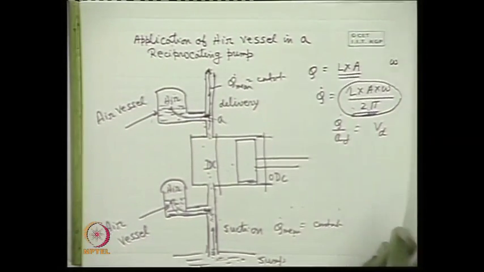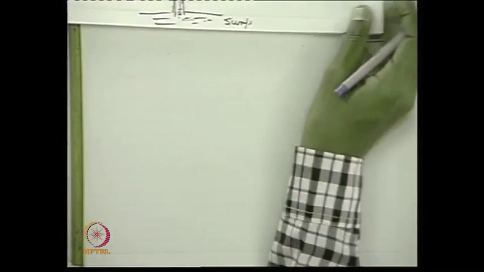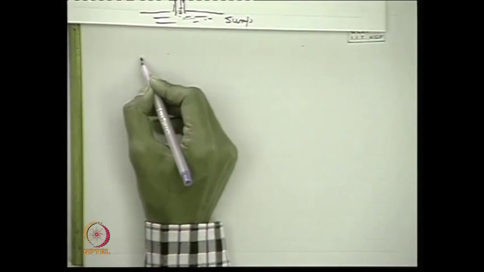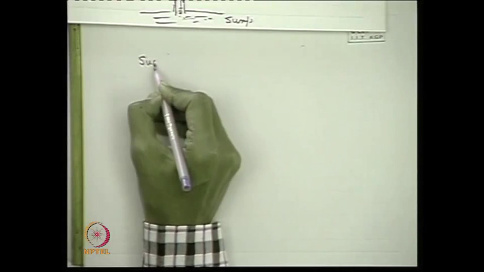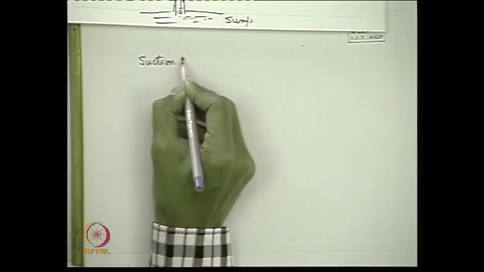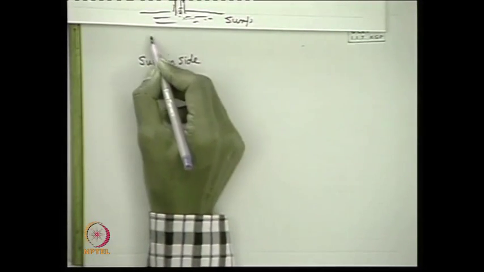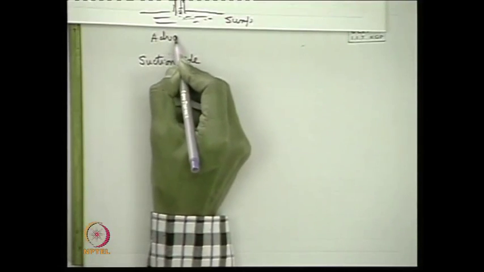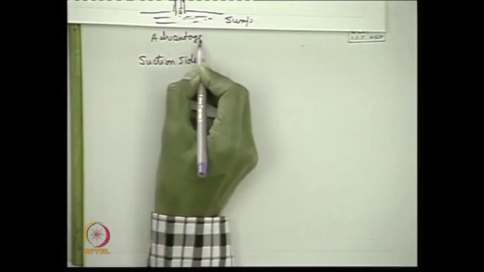So what advantages do we get from here? First advantage you see, let us first write the advantages from the suction side. Suction side. What advantage we get? Advantages. So distinct advantages, suction side.